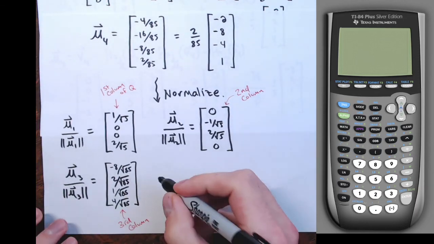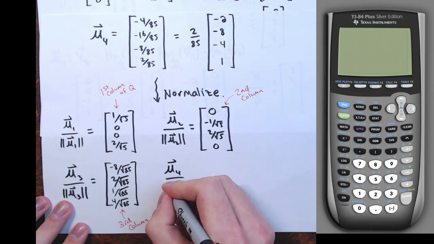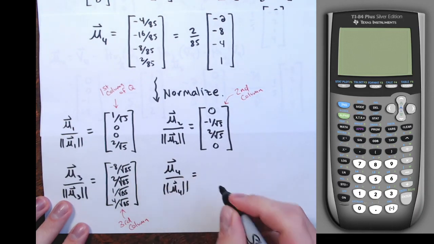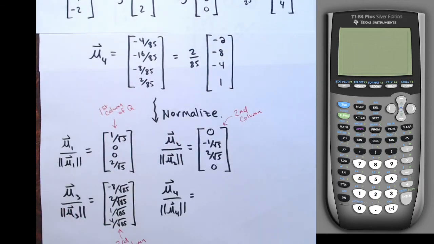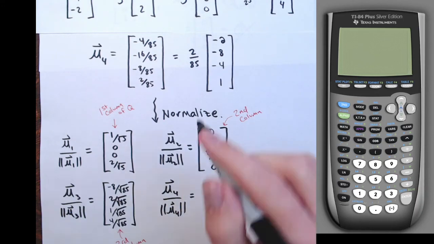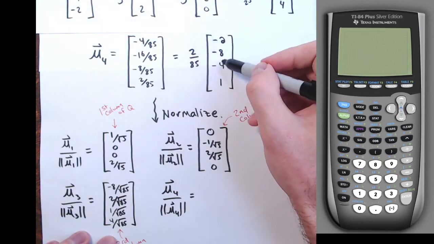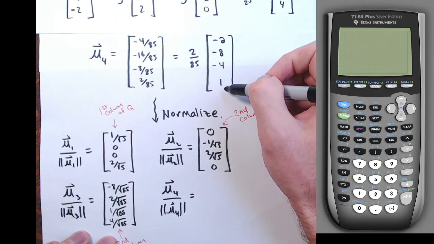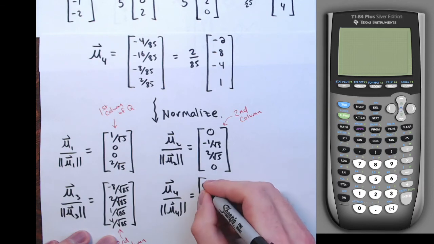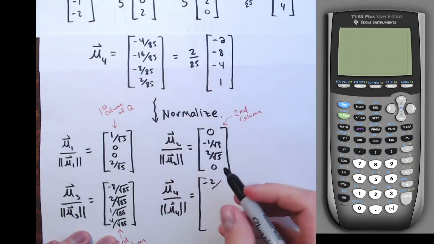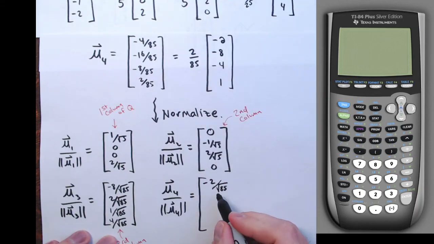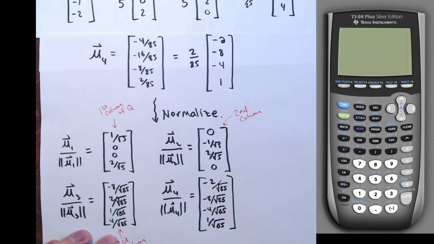And then finally the fourth column, U4 divided by the norm of U4. Well, let's see, the norm of U4, U4 is right here. So basically, I would just get rid of this 2 85ths and find the norm of this, which again is the square root of 85, right? So I just put the square root of 85 under all those whole number components. That's why I like pulling scalars out. So when you normalize, that's going to go away. -2 over root 85, -8 over root 85, -4 over root 85, and 1 over root 85. And this will be the fourth column.